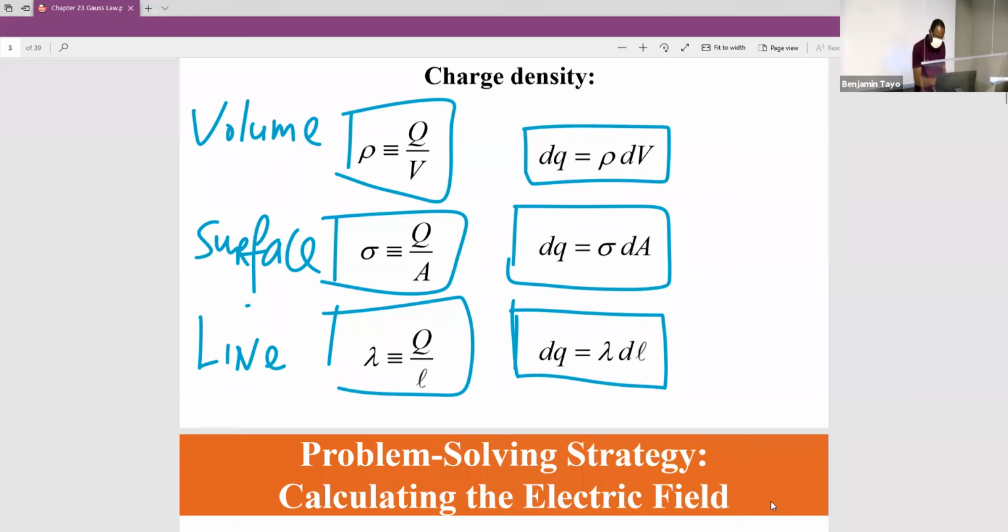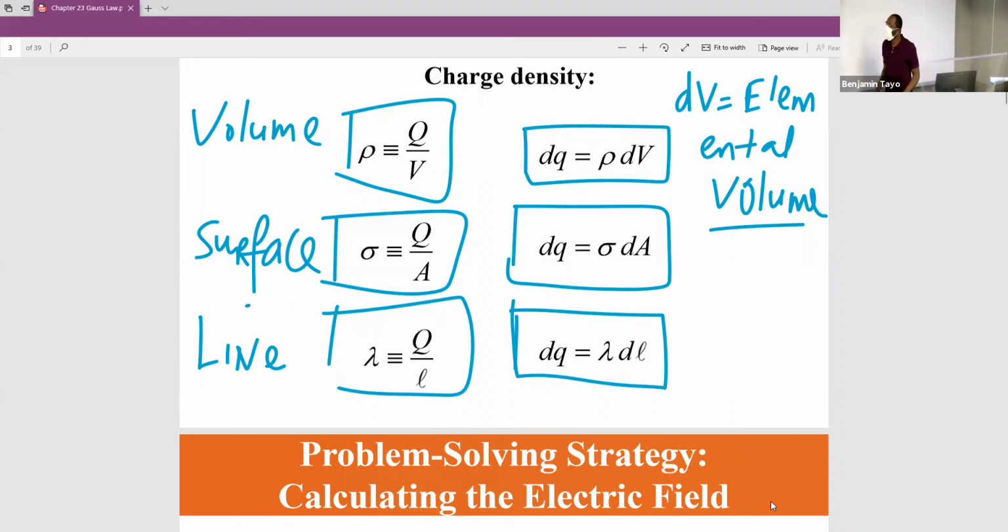so dV, for example, is called the elemental volume. And so if you guys remember from your calculus, let me just share something here real quick.